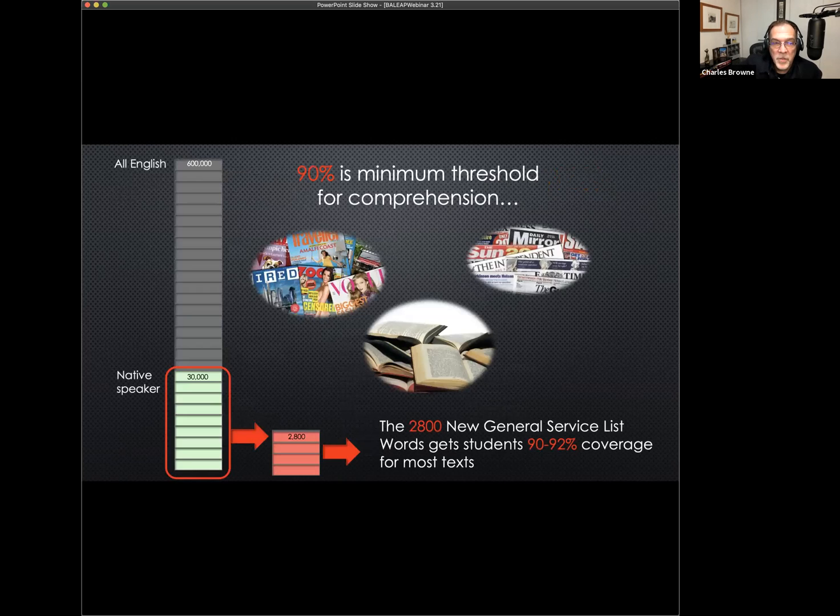So the new general service list, which we published in 2013, 7 or 8 years ago, is 2,800 words, which is less than 10% of the size of a native speaker's vocabulary. So with less than 10% of the words of a native speaker's English, we were able to get usually about 92, sometimes even more than 92% coverage for newspapers, magazines, and books of general English. So it's quite high. That's a good solid 7 or 8% higher than the original general service list.